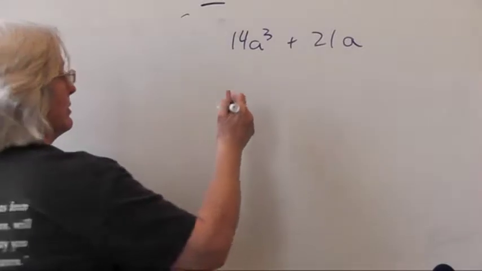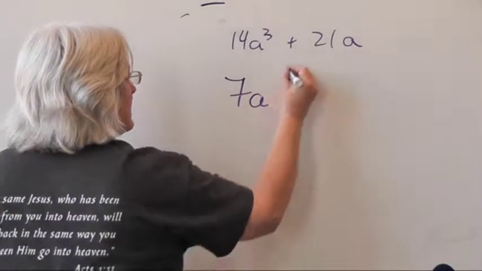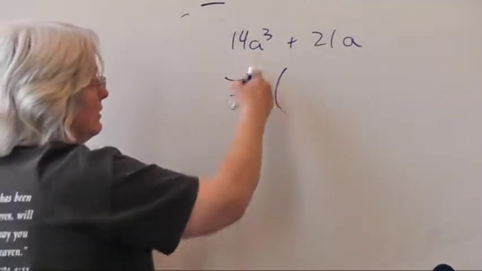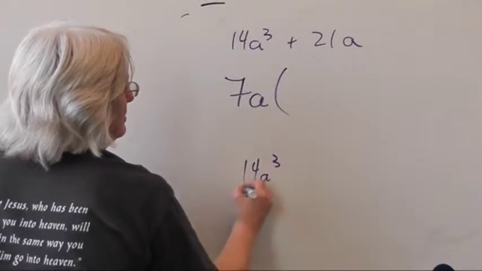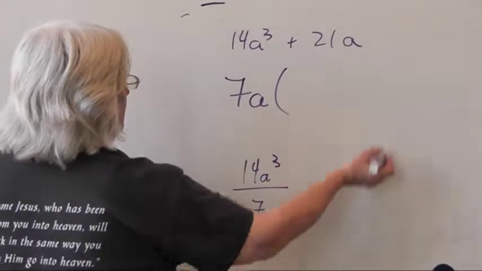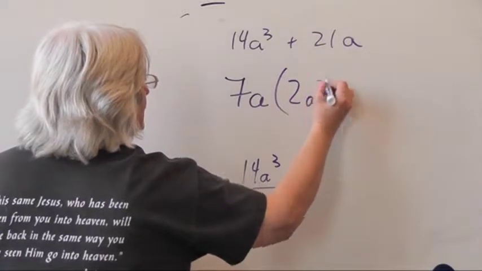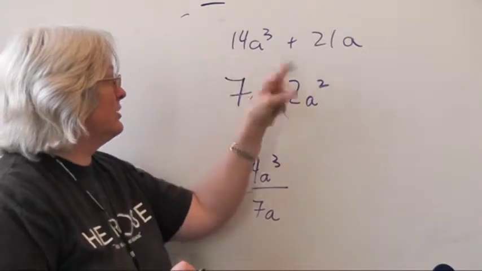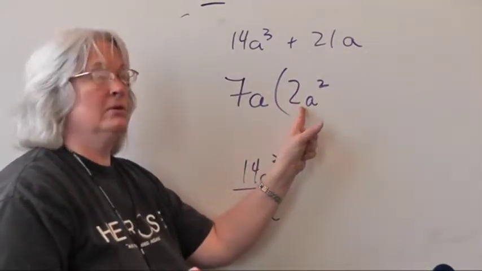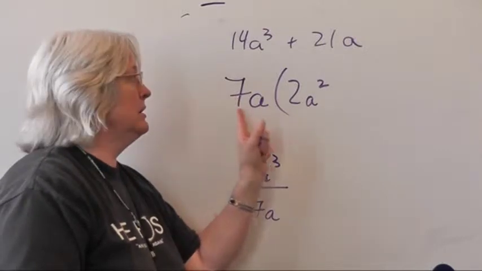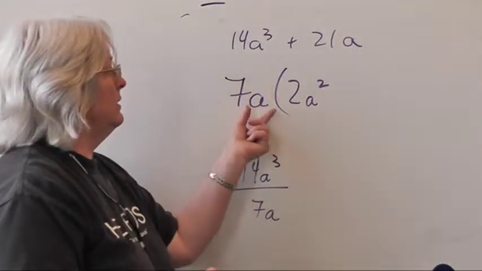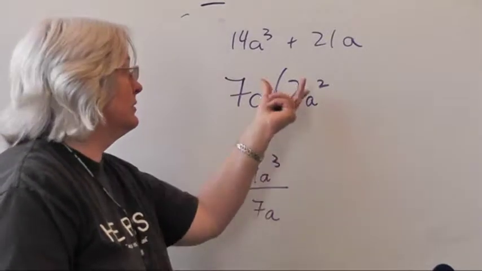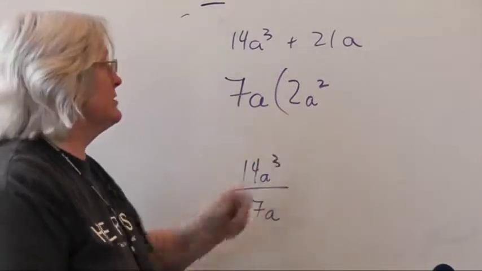Our greatest common factor goes outside the parentheses. 7a. What's left when you take a 7a out of 14a cubed? 14a cubed divided by 7a is 2a squared. Remember when we did our prime factoring and we said that 14a cubed was 2 times 7 times a cubed? You have your greatest common factor. The factors that are left are what stay inside your parentheses.